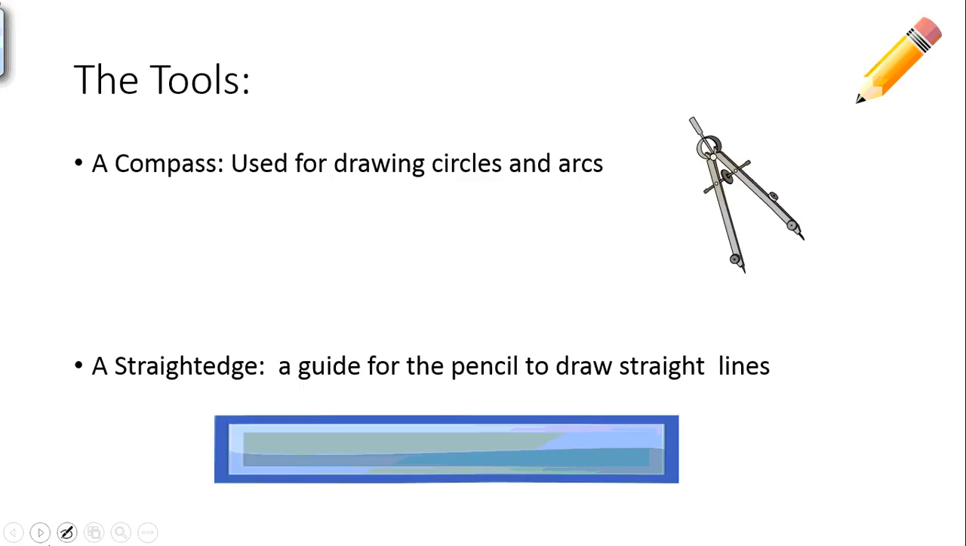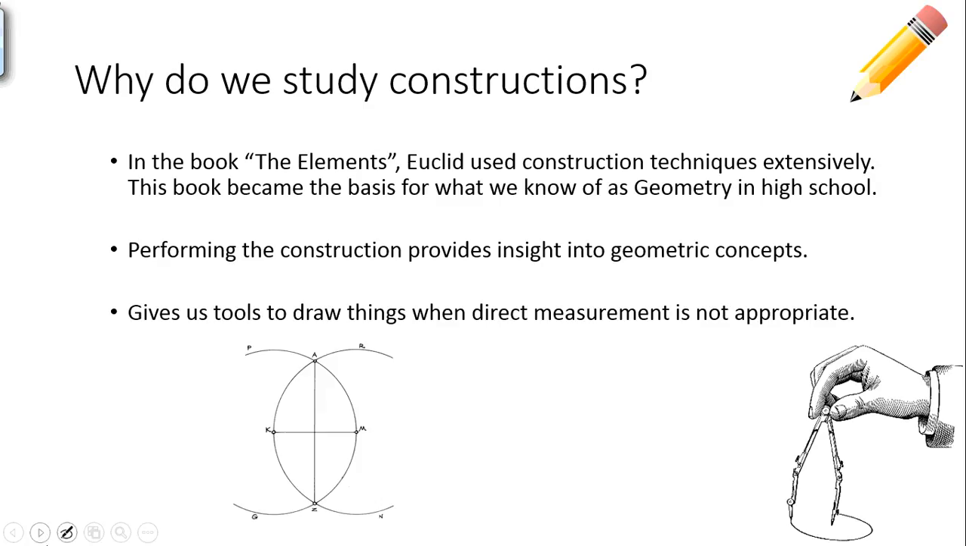Okay, why do we study constructions? Why do we care to do this? In the book of the Elements, Euclid used construction techniques extensively. So imagine geometry is really, really new. In fact, it's just being communicated to the world, how all these figures come about, the theorems, the postulates, the vocabulary. And in that book that was first written, the Elements, most of the diagrams were shown with constructions. So people had to understand what constructions were and why they worked. And this book became the basis for what we know of as geometry in high school. The class you're currently in is based on this book and the teachings of this book, right?